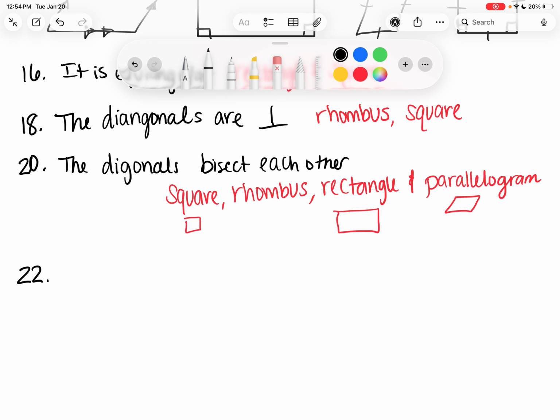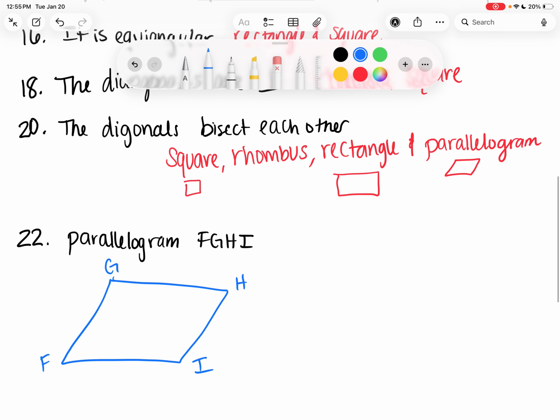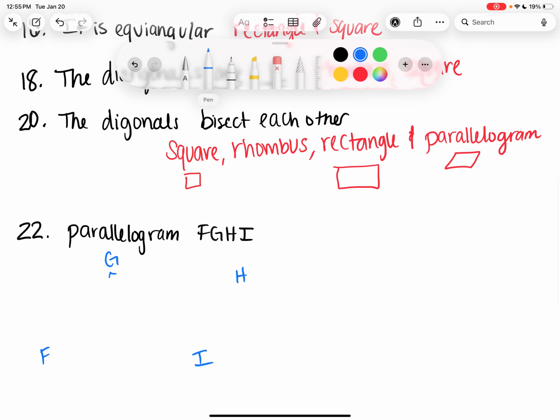All right, sketch the quadrilateral and list everything you know about it. Parallelogram FGHI. So they want us to sketch a parallelogram, and then they want us to tell everything that we know to be true about it as well. Okay, so I'm going to draw my parallelogram and put my letters on here. I personally like to mark up the shape first. This is a really bad parallelogram, I'm going to redo it.